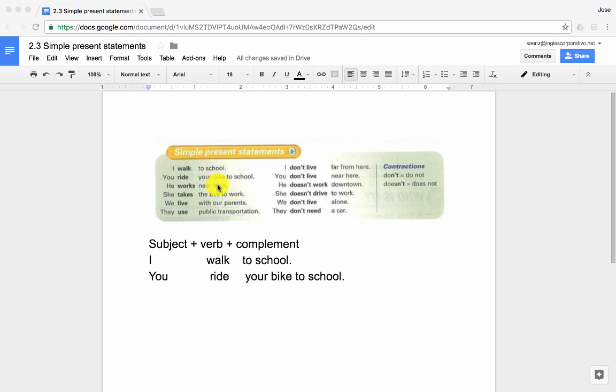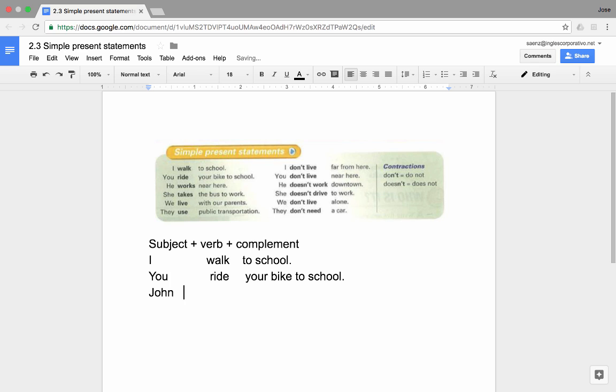He works near here. Instead of work, we say works. And once again, this is because we're talking about he. And by the way, that could be the name of a person as well. For example, John works near here. She takes the bus to work. Notice the S after the verb.